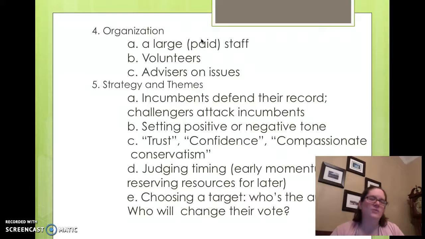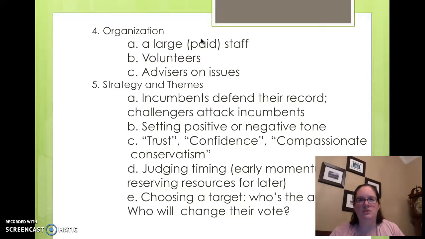unfortunately. As far as themes go, the book mentions trust, confidence, compassionate conservatism. That last one, compassionate conservatism, was straight out of the 2000 election between George W. Bush. That was his slogan, compassionate conservatism. He was running against Al Gore. Your theme can make a difference. Your slogan, and that sounds so silly, your slogan, your colors, your campaign look, that can make a big difference.